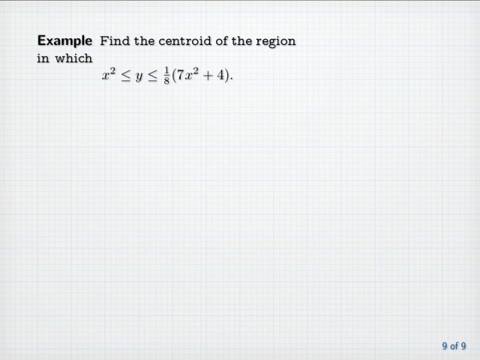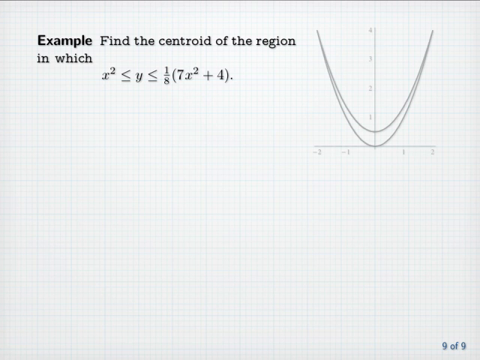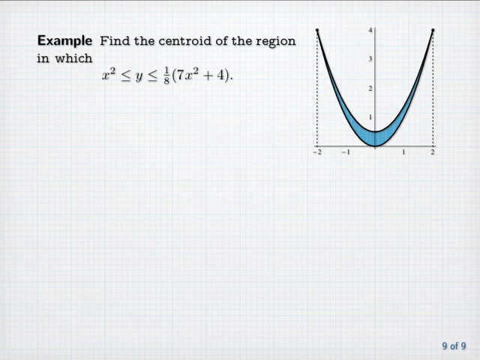One more example. Find the centroid of the region in which y is greater than or equal to x squared and less than or equal to 1/8 times 7x squared plus 4. This inequality describes the region between two parabolas as shown here. Turns out the parabolas intersect at x equals plus and minus 2. Here the y-axis is a line of symmetry, and so by symmetry x bar will be 0. So we only need to calculate y bar.